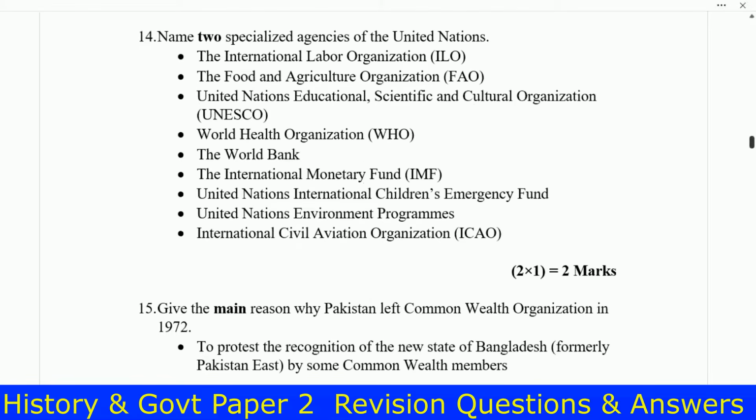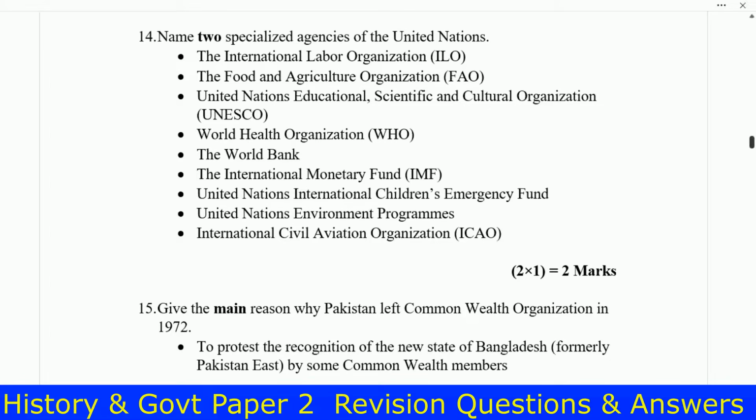Name two specialized agencies of the United Nations. We have the International Labour Organization, ILO. Next, the Food and Agriculture Organization, FAO. Next, United Nations Educational, Scientific and Cultural Organization, UNESCO. Next, World Health Organization, WHO. Next, the World Bank. Next, the International Monetary Fund, IMF.